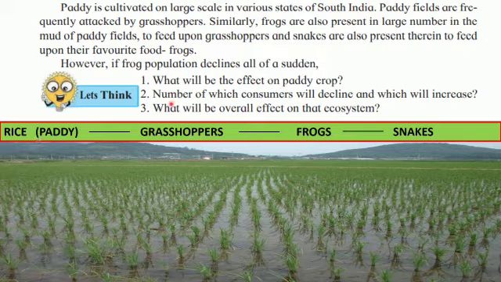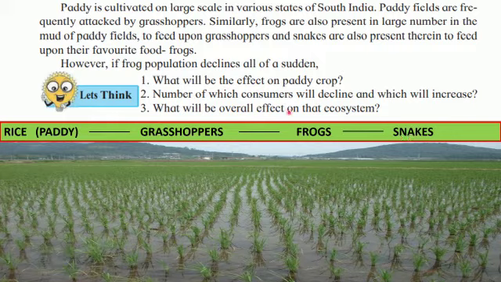The next question: the number of which consumers will decline and which will increase? So which consumers will become less in number, that is decline, and which will increase? Here the number of frogs is decreasing all of a sudden, and hence the population of grasshoppers will increase, whereas that of the snakes which depend upon the frogs will decrease. So the number of grasshoppers will increase, whereas the population of snakes will decline.